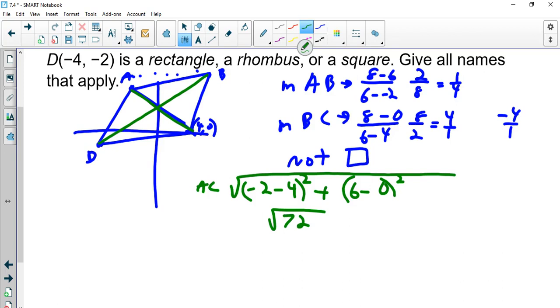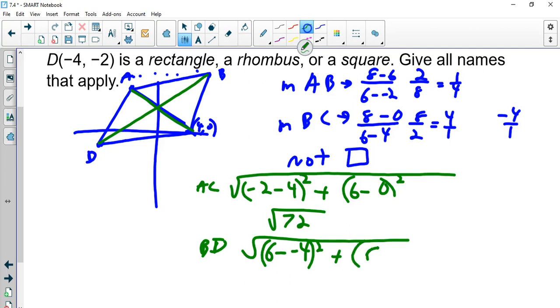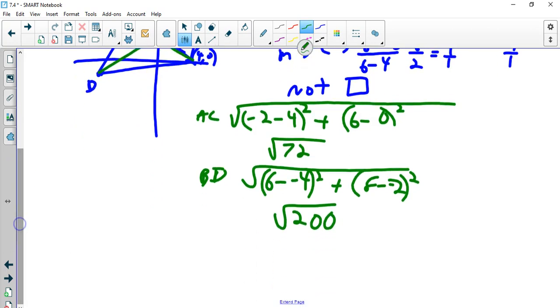Now I'm going to do BD. Now I'm going to do 6 minus negative 4, which is going to be 10 squared is 100. And then I'm going to do 8 minus negative 2, which is also going to be 10 squared is 100. So that's the square root of 200. Well, the diagonals are not equal, are they? So not a rectangle.